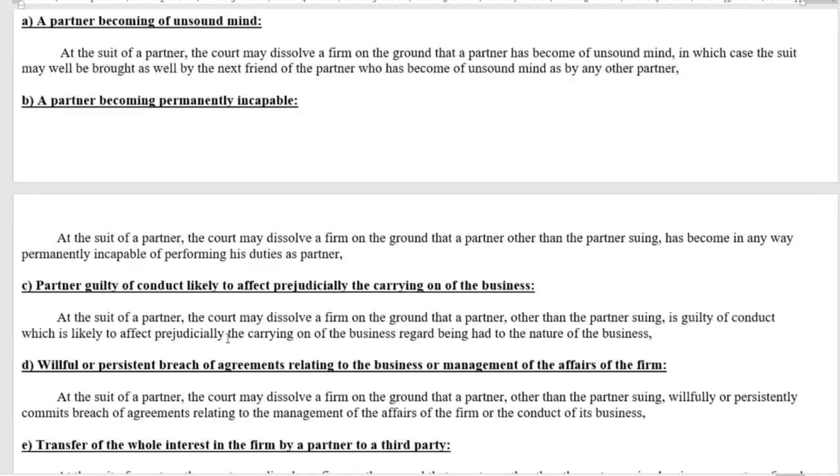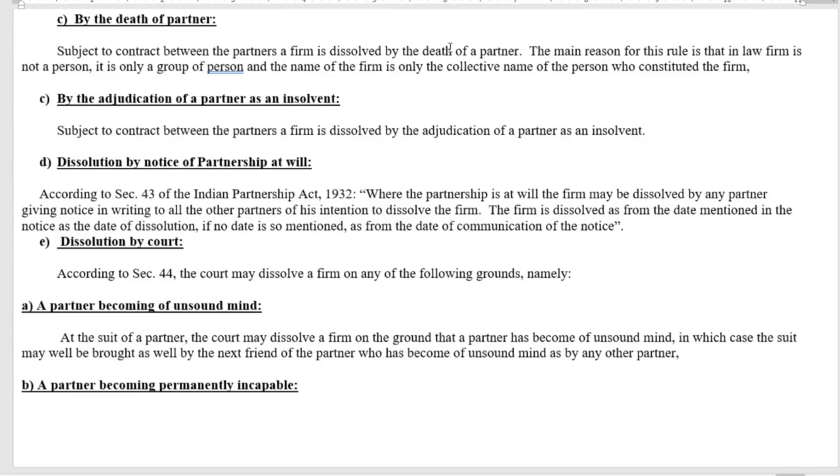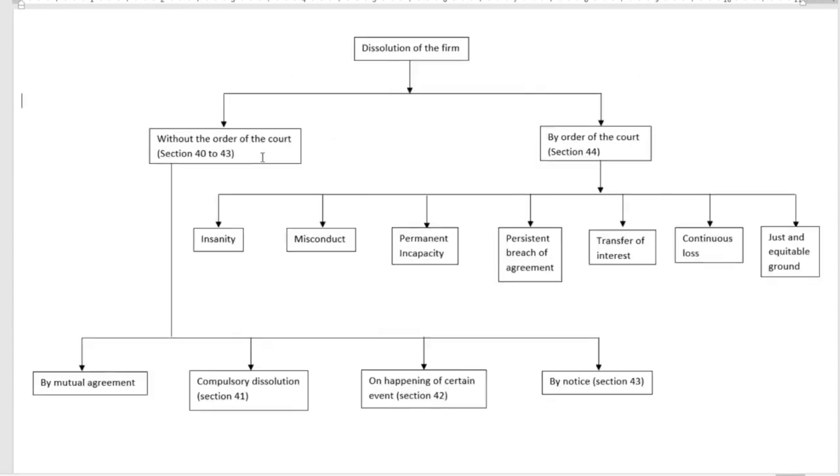So we have seen all these aspects, that is, the modes of dissolution of the partnership firm. We have discussed all the aspects concerning the mode of dissolving the partnership firm. First we have seen dissolution without the order of the court, under sections 40 to 43. Under section 40 we can see dissolution by mutual agreement. Under section 41, that is compulsory dissolution, there are 2 instances on the happening of certain events. 4 instances we have seen, and by notice also the dissolution of the firm will be done. So this is the one aspect, that is, without the order of the court.